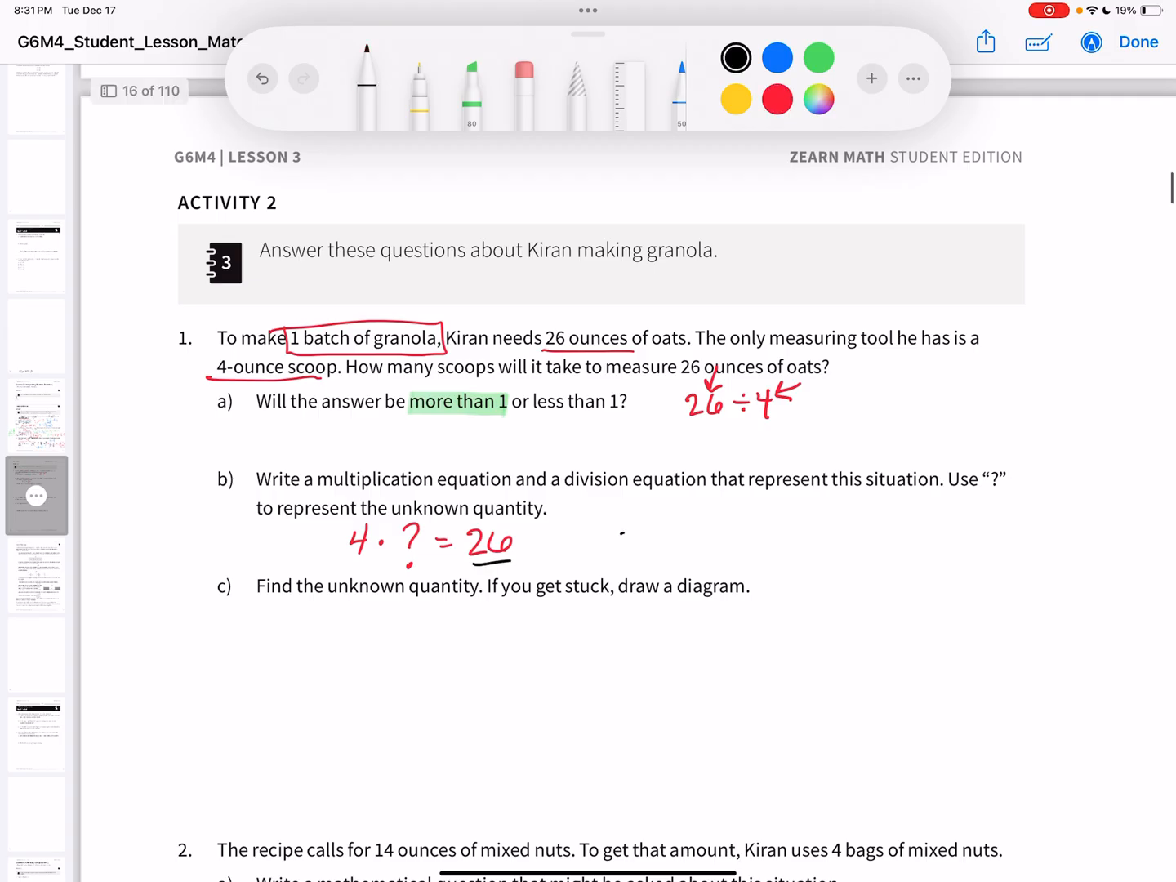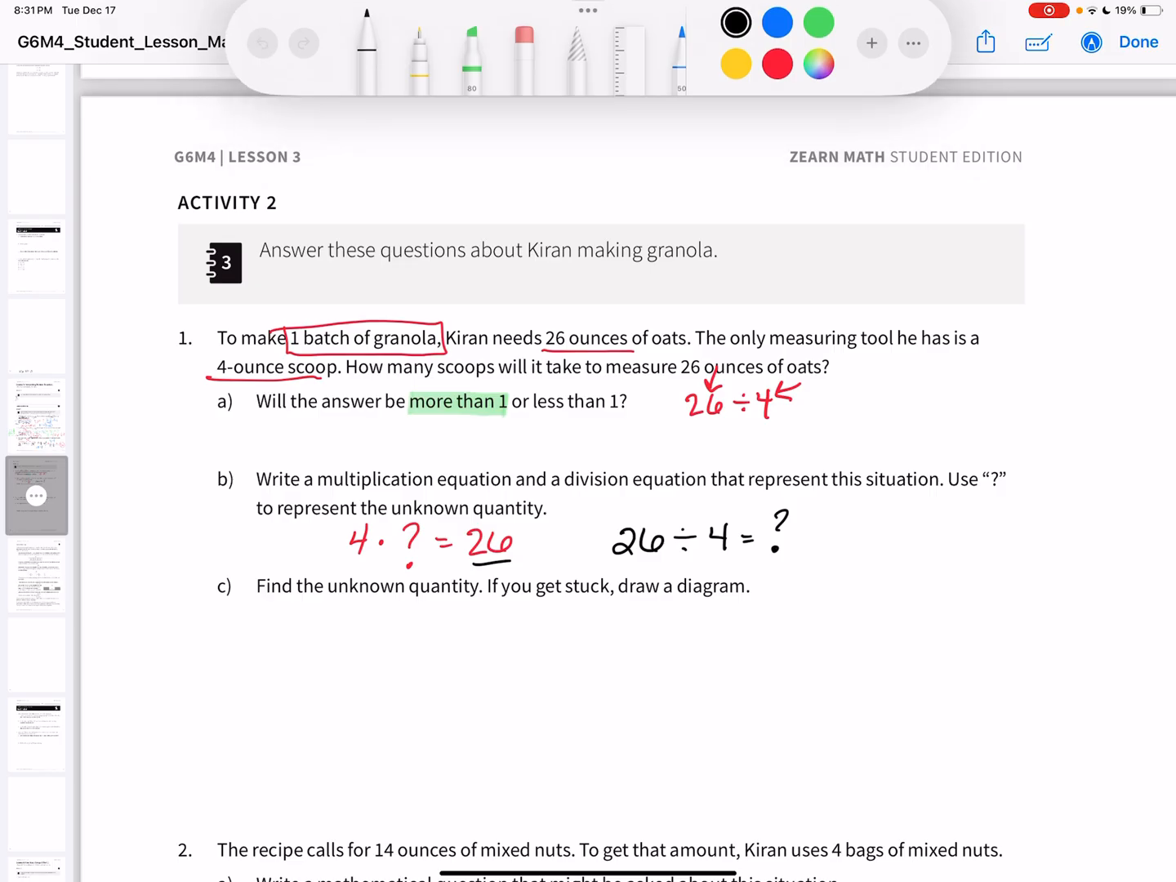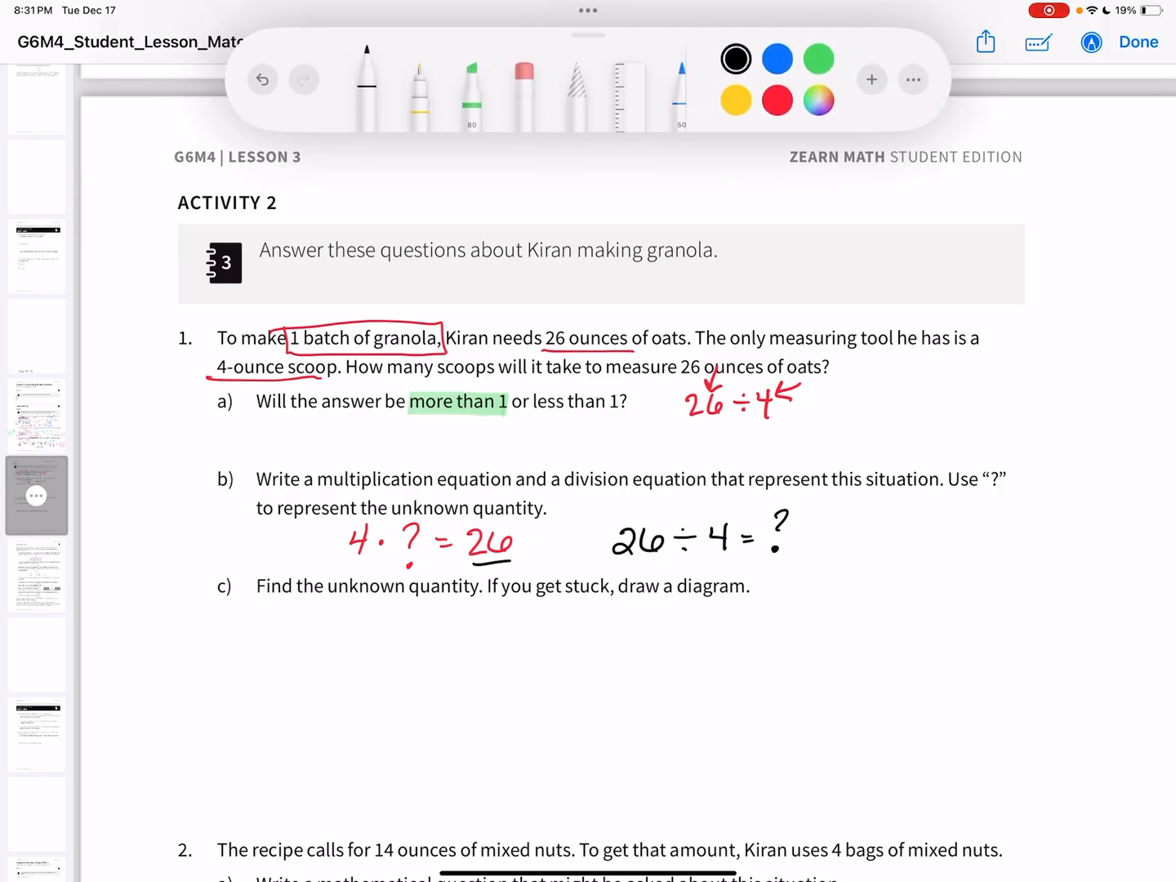Well, our answer becomes our dividend. So 26 divided by, we only know 4, so we're going to say 4 equals our question mark. So 26 is our dividend, 4 is our divisor, our question mark is our quotient. Okay, find the unknown quantity. If you get stuck, draw a diagram.